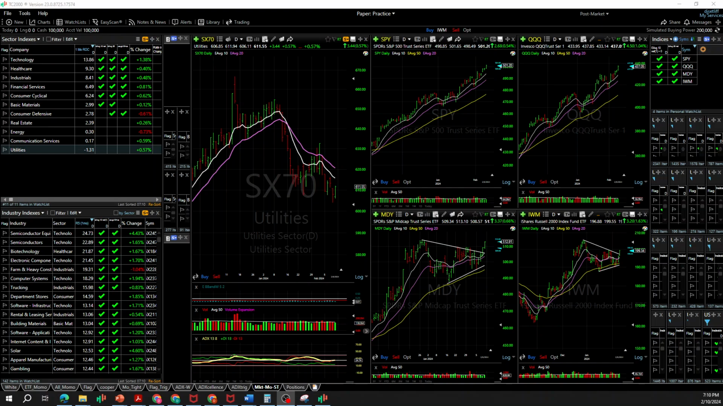Someone asked me how to replicate some of my scans in Finviz. This is sometimes a common problem. Some folks don't have access to TC2000. From my understanding, it's not available in some countries for some reason, or maybe folks can't afford the gold package or the platinum package.